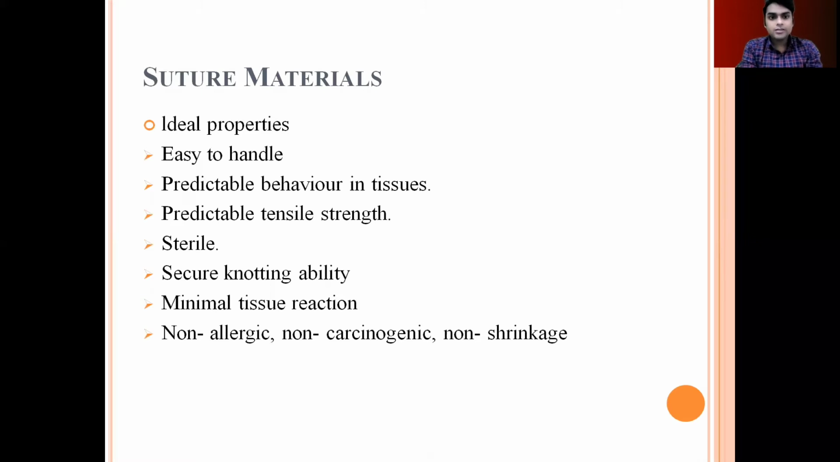Suture materials, the ideal properties. It should be easy to handle, have a predictable behavior in tissues, predictable tensile strength, be sterile, have a secure knotting ability, minimal tissue reaction, as well as non-allergic, non-carcinogenic, and have a non-shrinkage property.